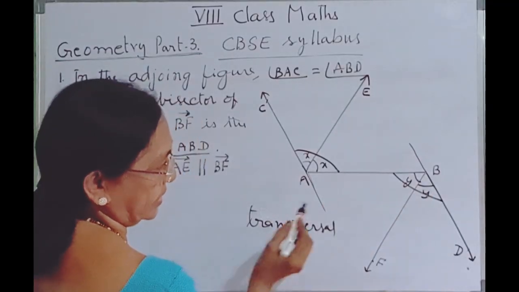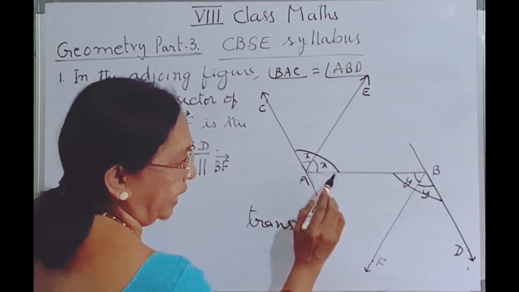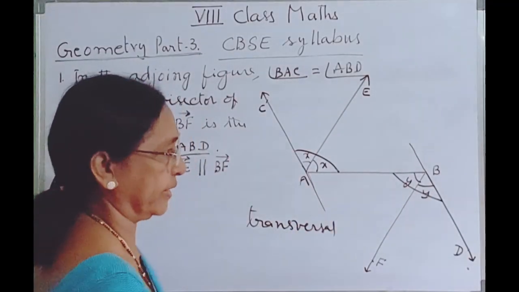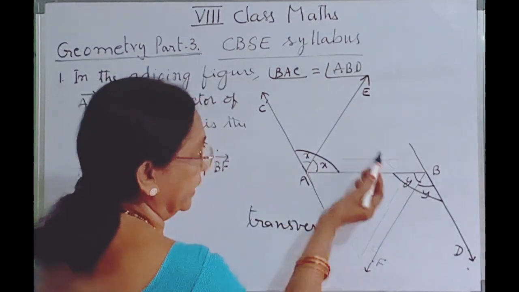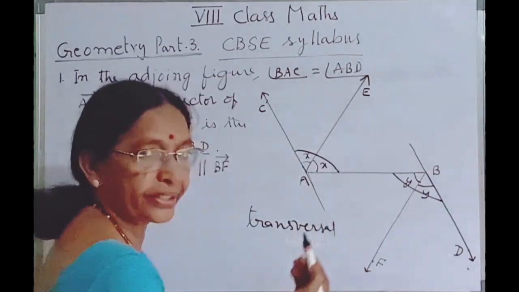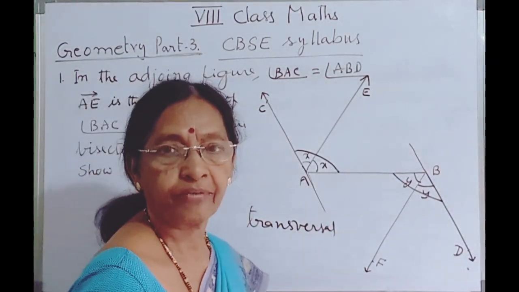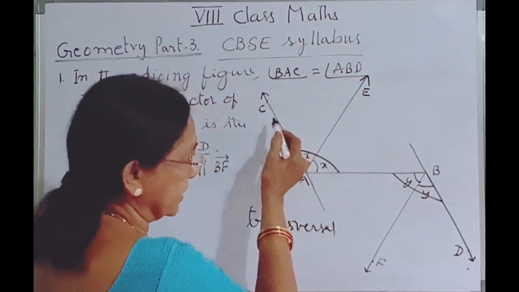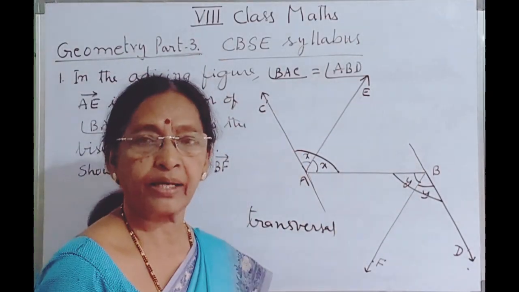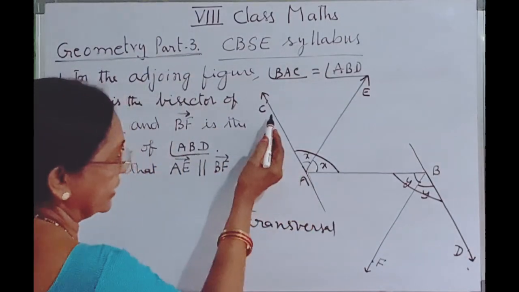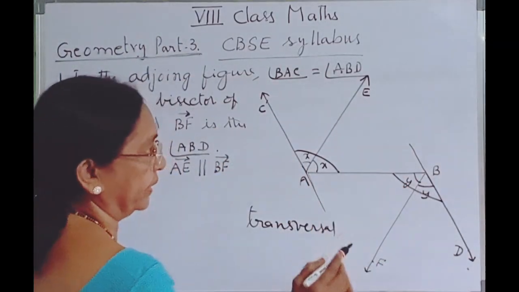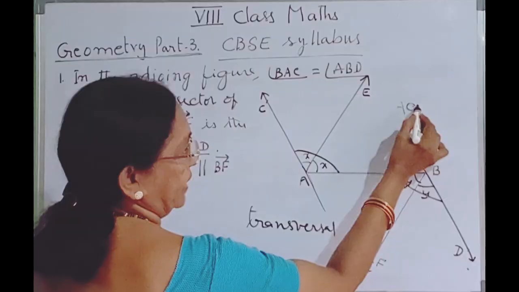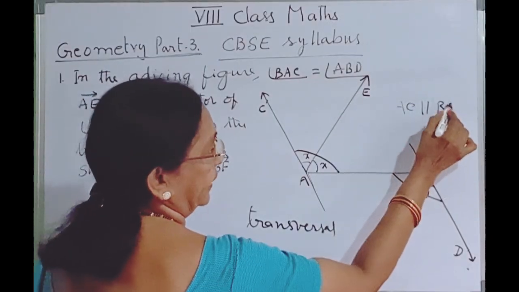AB is a transversal, and these two angles are the alternate interior angles. These two angles are equal. Alternate interior angles are equal. When the alternate interior angles are equal, the two lines are parallel to each other. Therefore, AC is parallel to BD. We have proved AC is parallel to BD.